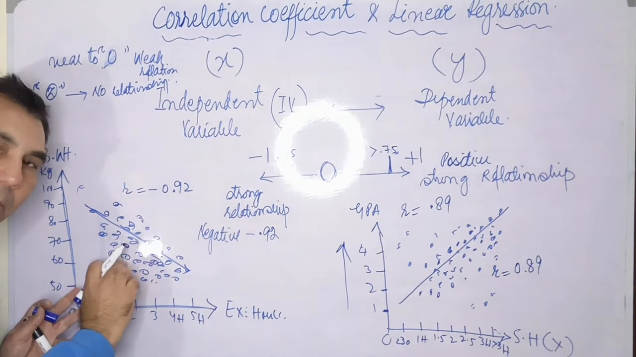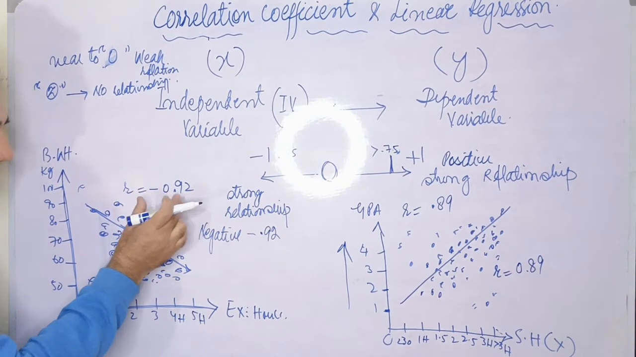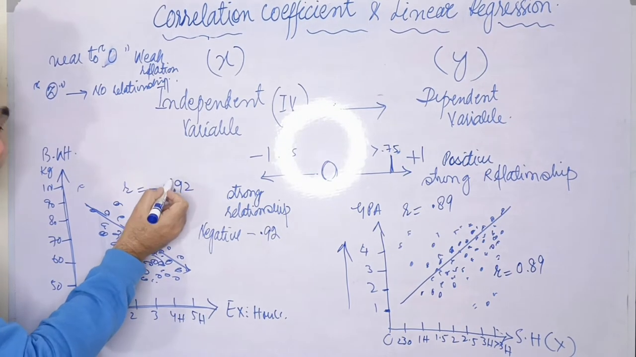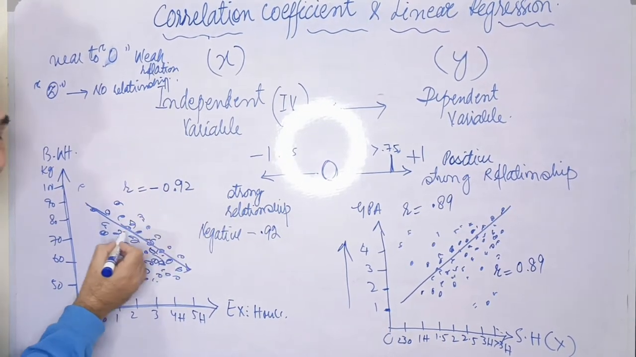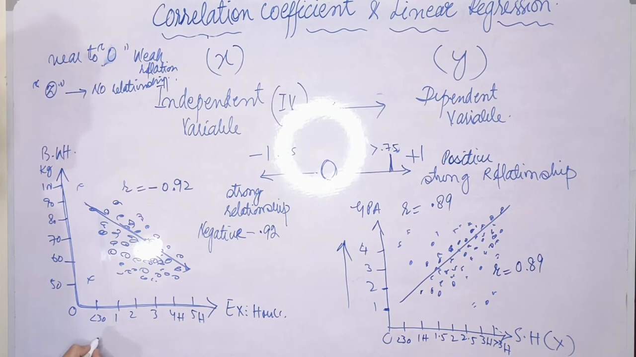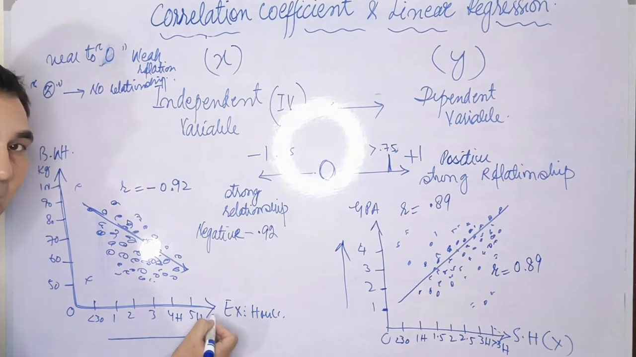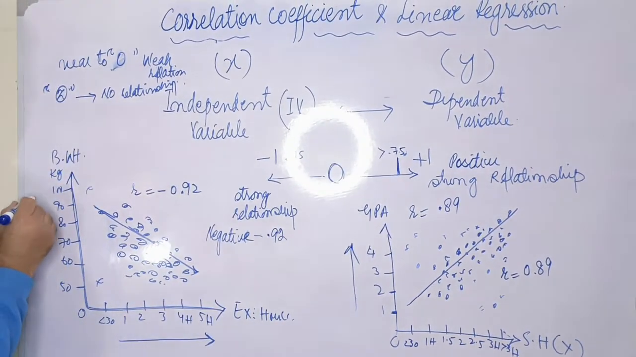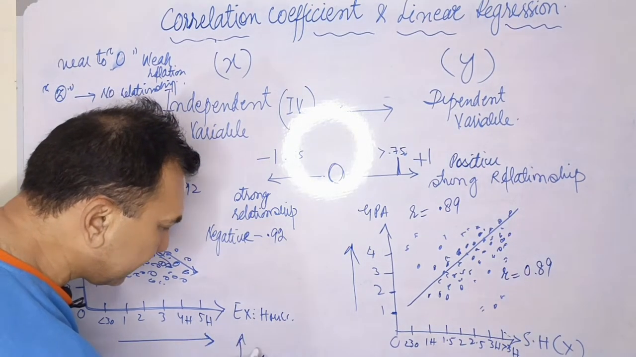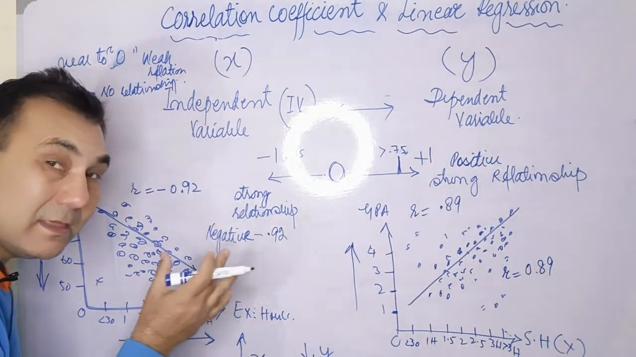Now we will come to our next concept, the negative relationship. Suppose the r of this data comes up as minus 0.92. 0.92 is a strong relationship, and the minus shows the negative relationship. Why is it negative? If you increase the x values, the y values will decrease. So it shows the negative relationship.